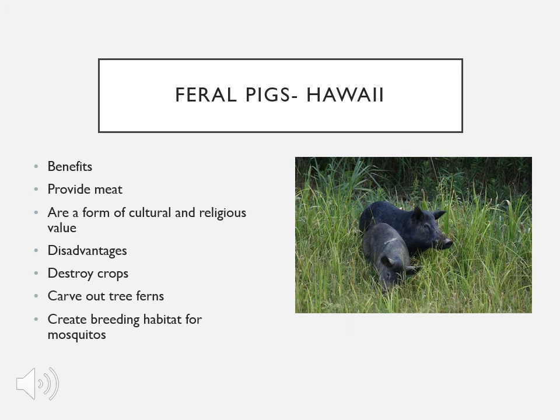Feral pigs can be found wandering about Hawaii. This is a good thing for hunters who rely on the pigs for meat. These pigs are also a form of religious and cultural value and are used in a variety of different ceremonies. Although they may be beneficial in those aspects, they also have plenty of disadvantages. They destroy crops while eating them, and also knock down trees and carve them out, damaging forests and causing erosion. They also create a breeding habitat for mosquitoes, who are known to carry diseases like malaria. These pigs, no matter how small, have caused a large impact on the ecosystems of Hawaii.